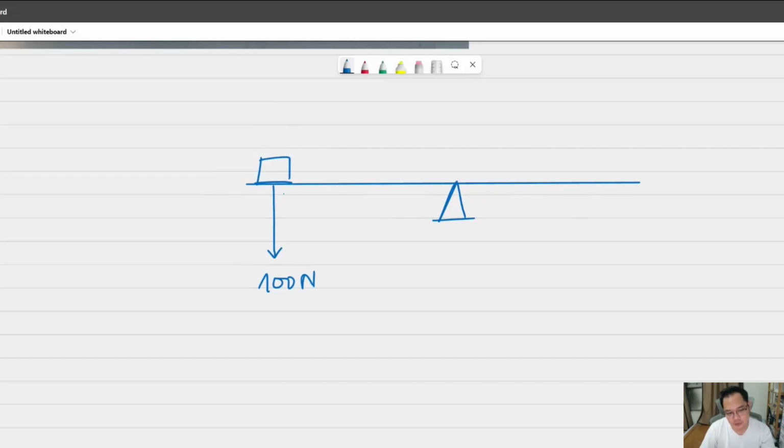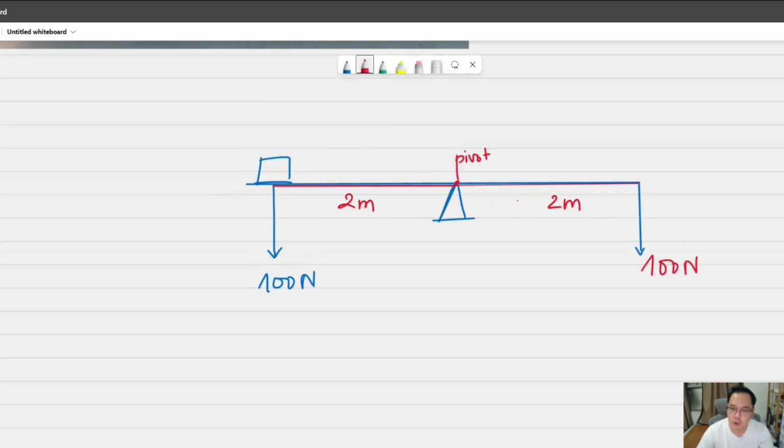And the distance from this force to the pivot here is 2 meters, for example. So to balance this, we need another 100 Newton force here at the same distance of 2 meters also, the same force, 100 Newtons. Or we can put another force here with the magnitude of 200 Newtons, and the distance is 1 meter. We do this by the real experiment.